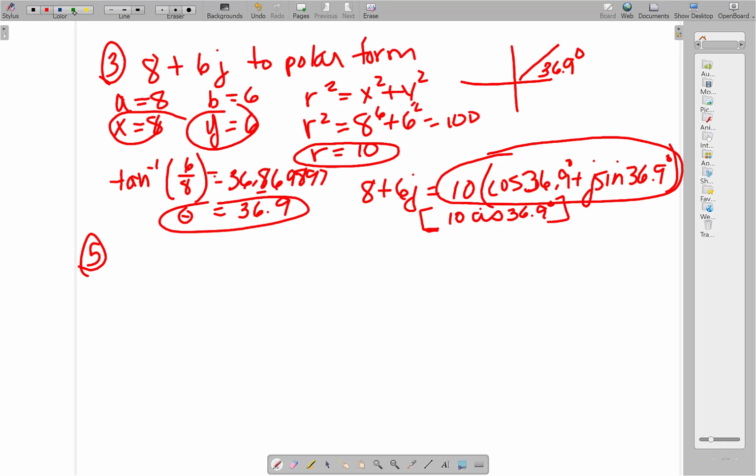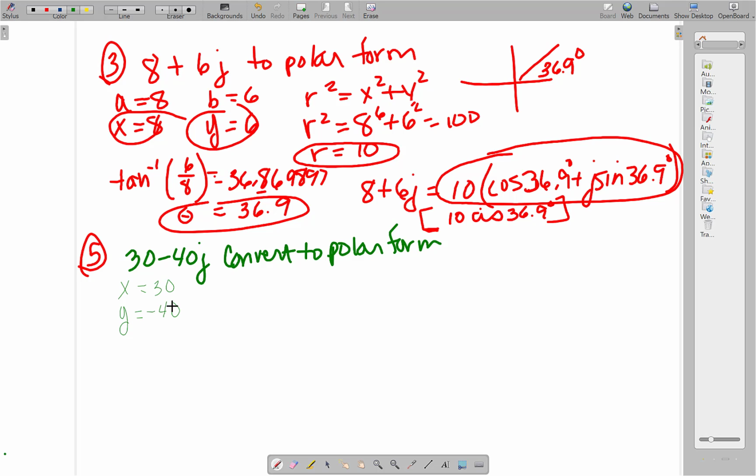Problem number 5 states that we are to take 30 minus 40j and write in polar form. Convert to polar form. So x equals 30. Y equals negative 40, because the y is always with j, the imaginary part, and the x is your real part. That's what makes the rectangular form, your real plus your imaginary part.